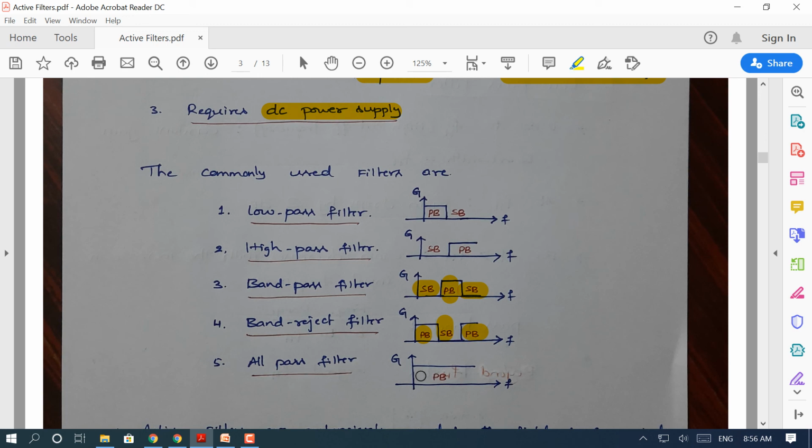In an all pass filter, there is no limit, there is no question of a stop band. This circuit is going to pass all frequencies. So the commonly used filters are as follows: low pass, high pass, band pass, band reject, and all pass filter, which we have seen here along with the gain frequency response.